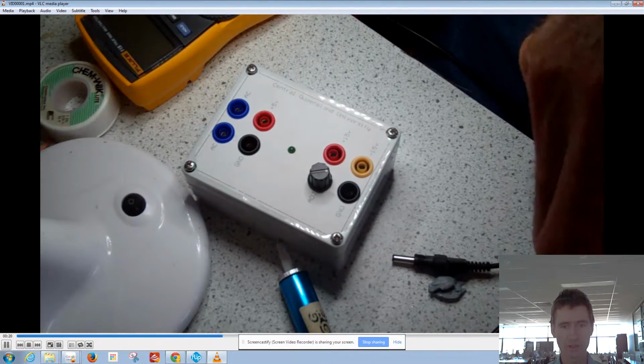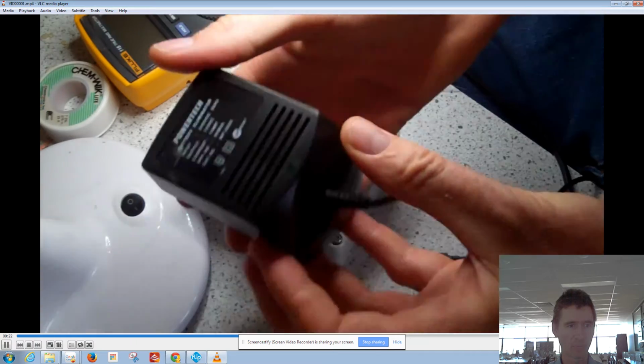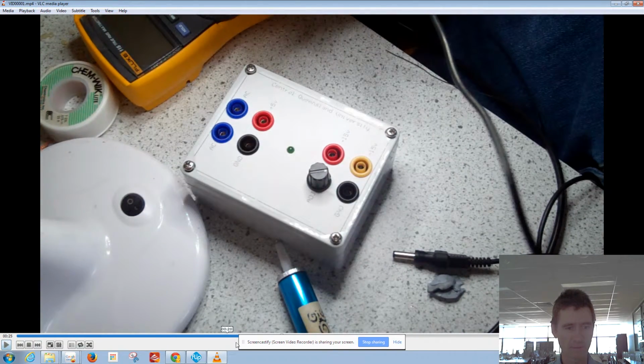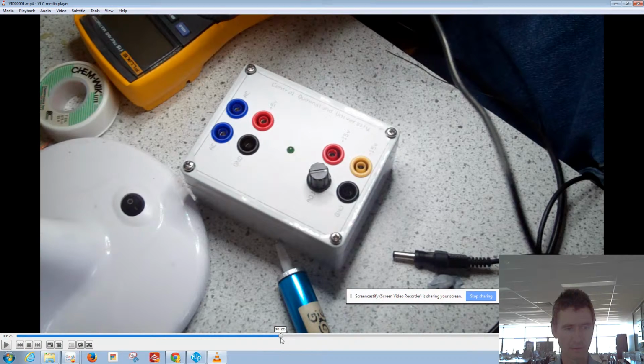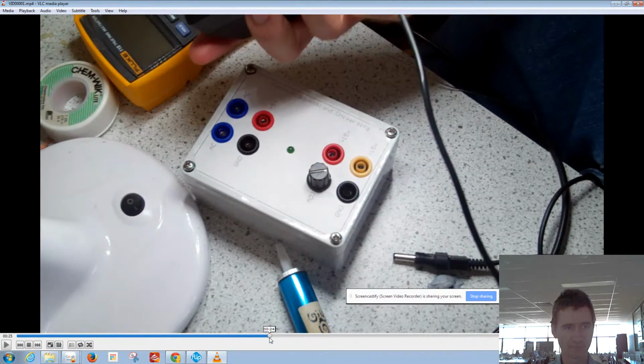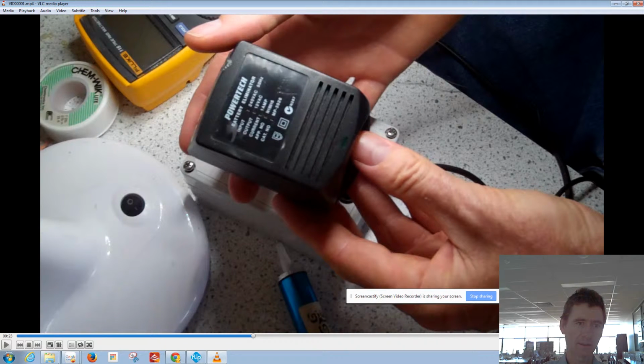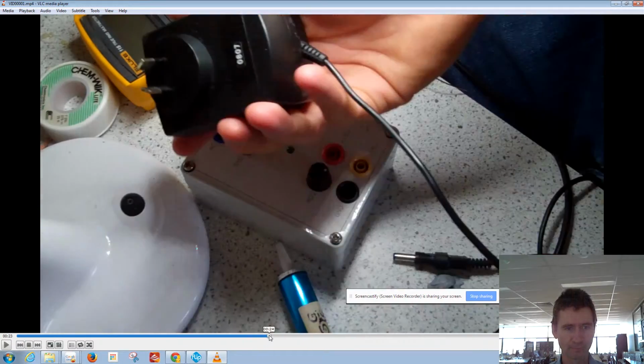So I'll just show you the little AC plug pack. We get that from Electus. That was a bit quick, so I'll just move that back a bit. Yeah, so that's a Powertech, 240 volts to 12 volts AC. You can almost see the catalog number there, MP, I think that's a 3626, but you could easily, with those specs, find that on the Electus website.